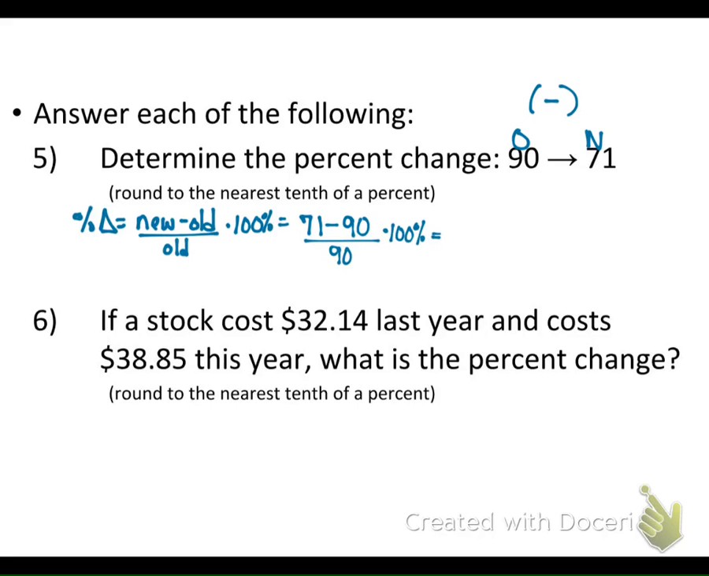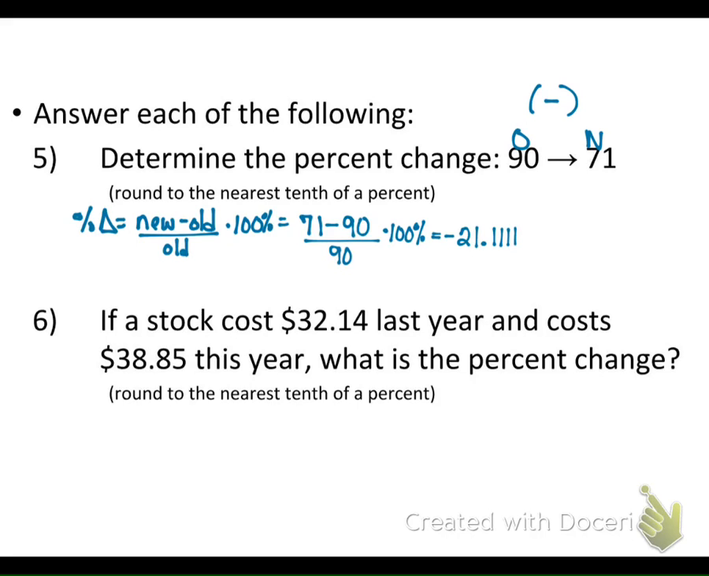Now remember, when we do these type of problems, you can't just type it all into your calculator at once. You're going to type in 71 minus 90 equals, divided by 90 equals, times 100 equals. You'll get what Kaylon said, except he forgot one thing. It's 21.111 repeating, but what kind of 21 is that? Negative.